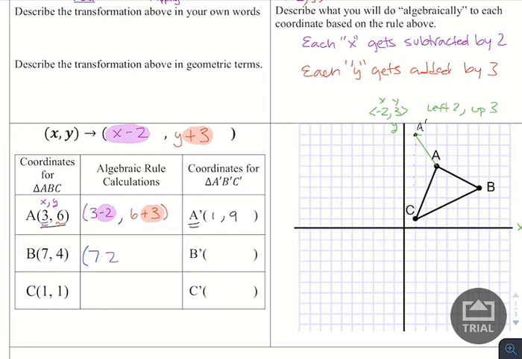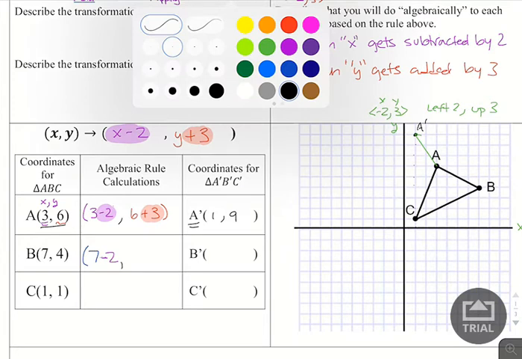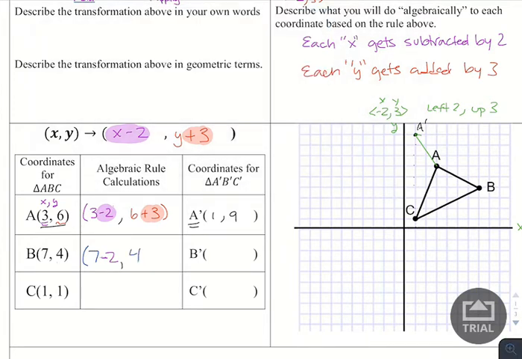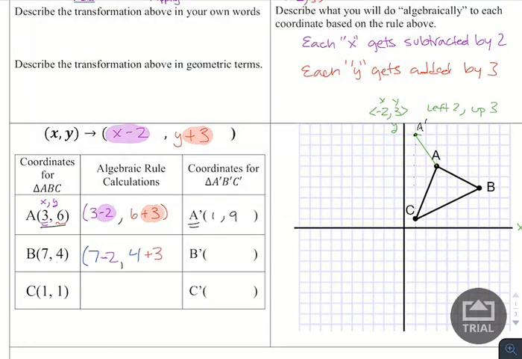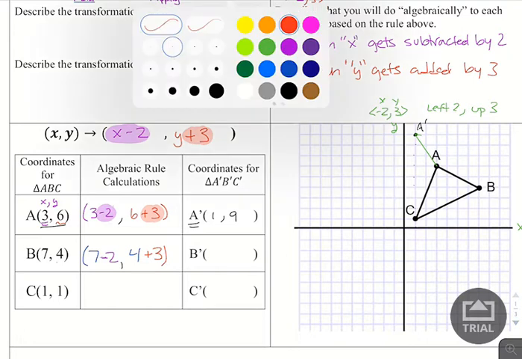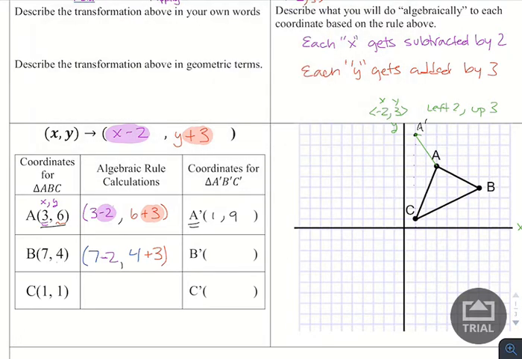Then we can take our original value of 4 for y, and then add 3 to it, to complete our vector. And so what was once a 7 comma 4 is now going to be a 7 minus 2, which is 5, and then 4 plus 3, which is 7. Now again, we can test this right away. We should map it out.